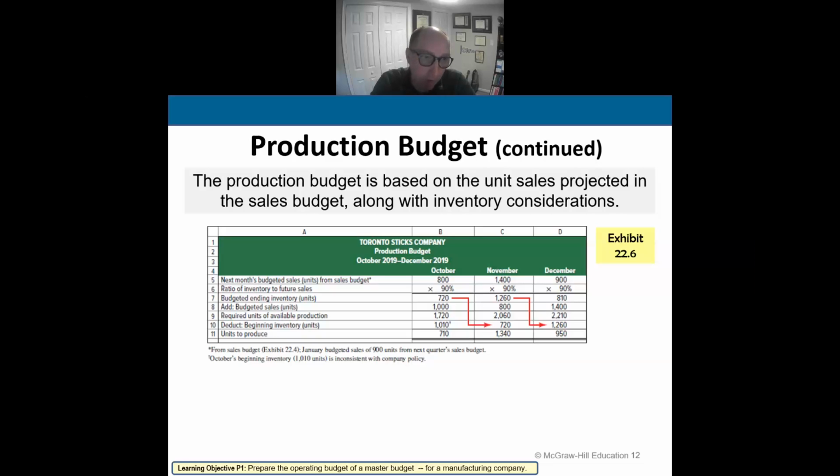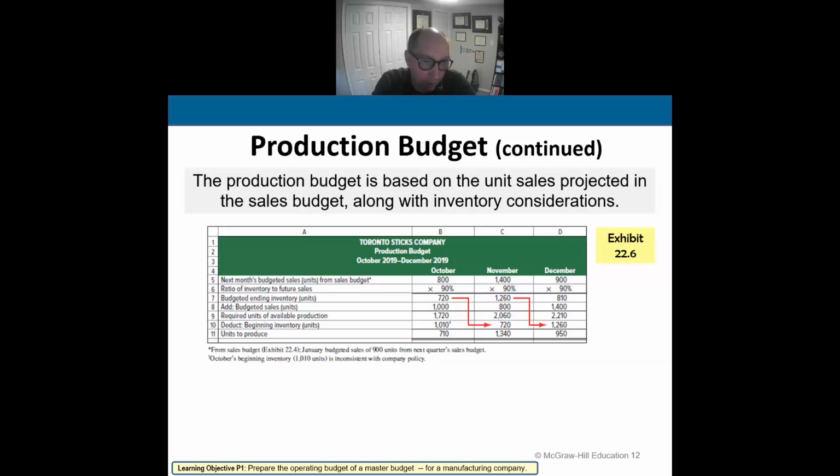Okay. So remember, the entire master budget starts with the sales budget. Based off the sales budget, I know how many units I expect to sell during that month. And I also have an expectation of about what percentage of that I will actually sell. We call that the ratio of inventory to future sales.